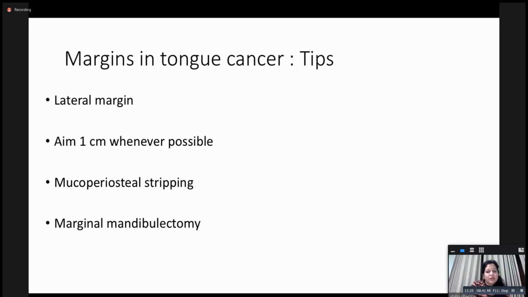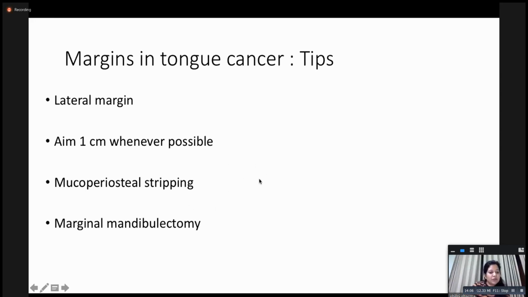Another important thing to consider in tongue is the lateral margin, where it is close to the mandible. So aim for 1 centimeter whenever possible, but it is not always possible, because sometimes we have tumor which is creeping into the floor of mouth. So then you have two options. Either you can do mucoperiosteal stripping, because periosteum is also considered a hard barrier. You have to judge: if you think that you are able to take a 7 to 8 millimeter margin, maybe not 1 centimeter, by taking periosteal stripping, then take it, don't remove the mandible, so that at the final histopathology you get 5 millimeter at least.